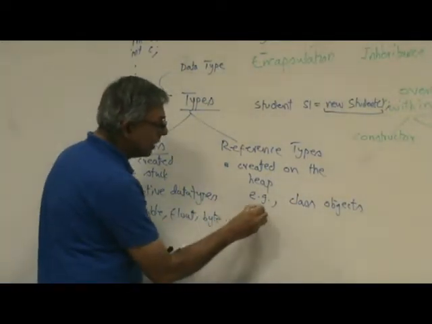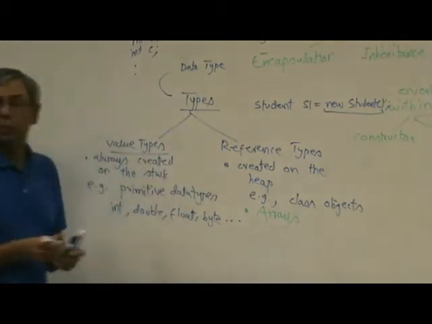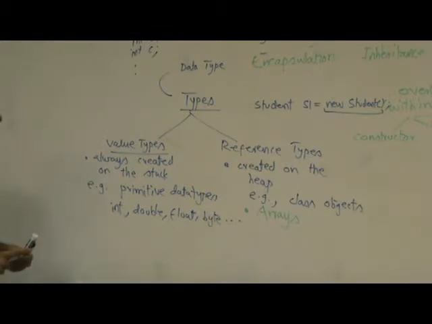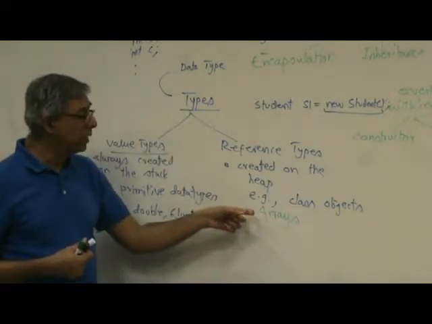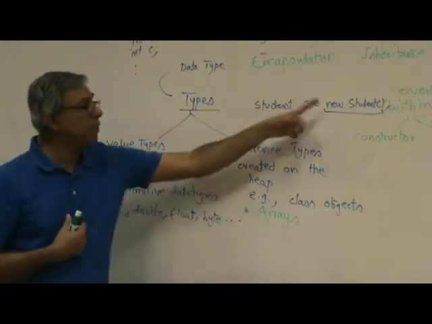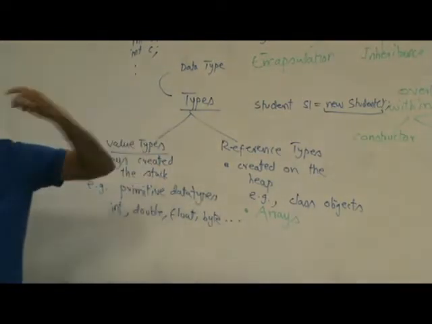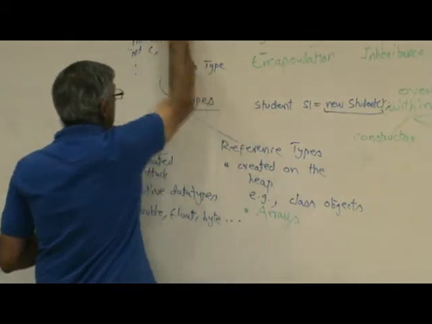Arrays are also reference types, both in Java and in C#, but not in C++. It could be either, okay? So that means because array is a reference type, where will the memory come from for creating the array? Heap. From the heap. So that means there has to be a new keyword involved, right? So how do we create an array?